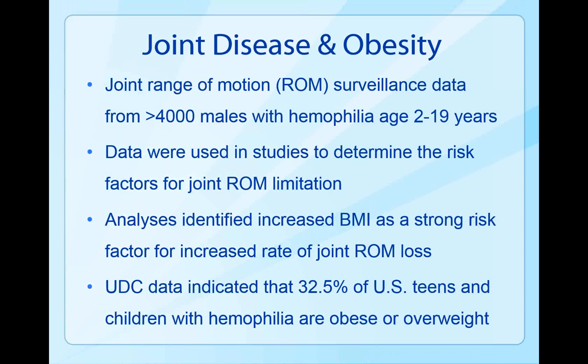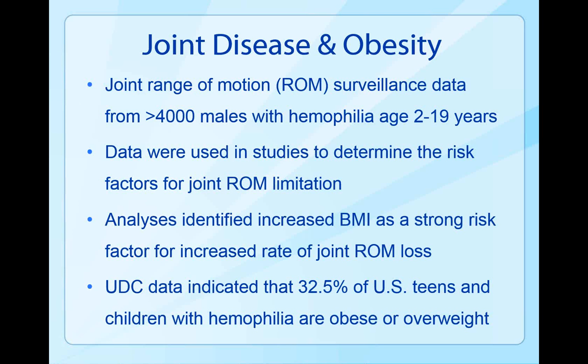So that's how we use surveillance data to monitor what's going on, trends in outcomes and so forth. We can also use surveillance data to actually perform studies to look for risk factors for these outcomes. So in this particular example, I'm going to tell you about a study that we did looking at risk factors for joint range of motion limitation. You recall that I mentioned that we collected data on how well the joints moved, and this is called range of motion. Basically, we did analyses and we identified that increased body mass index was a strong risk factor for increased rate of joint range of motion loss.